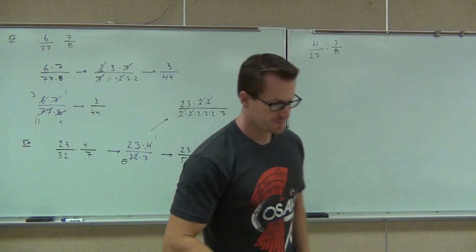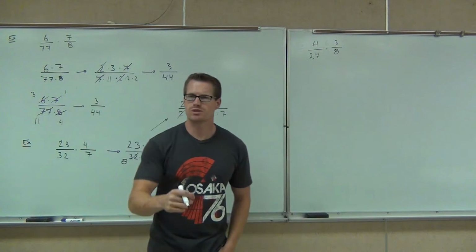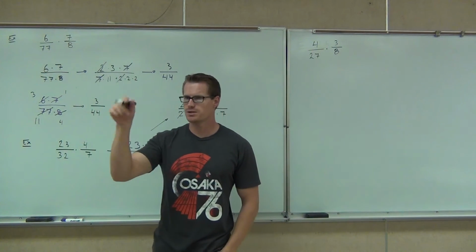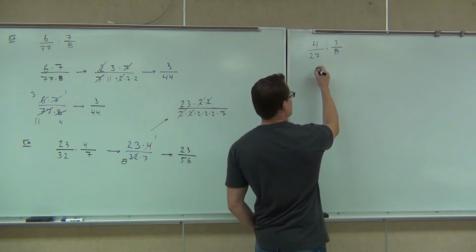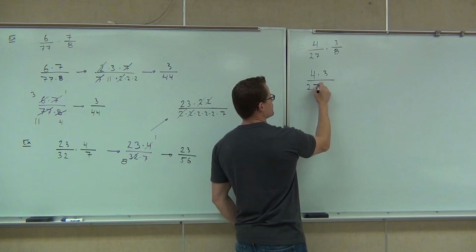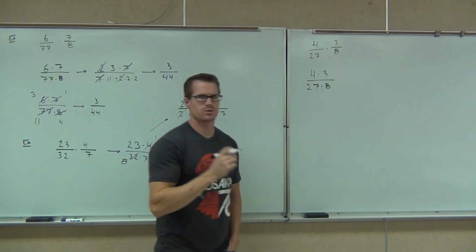4 over 27 times 3/8. And the first thing we do is, what's the first thing we do? Gotta have one fraction. So extend that line, put the dot in if you'd like to, or rewrite it like I'm about to. 4 times 3 over 27 times 8. 4 times 3 over 27 times 8.